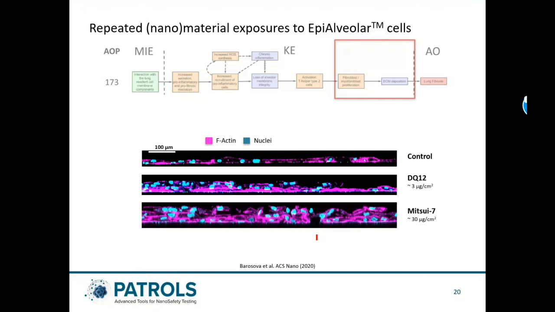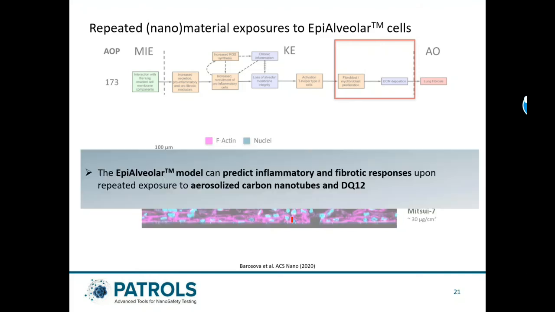We have measured cytokine release, but I just show you here some confocal images. These are Z projections for control, DQ12 and Mitsui exposed cells. And it's clearly visible that for Mitsui 7 exposed cells and also for DQ12, you have a thickening of the membrane. We also did some fibroblast staining, and we see some increase in fibroblasts, but we were not able to quantify. Also something which we need to do in further assays.